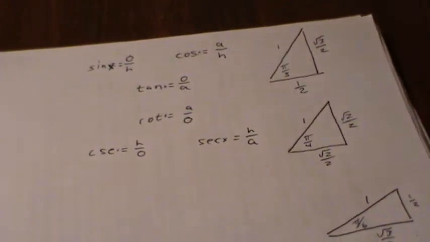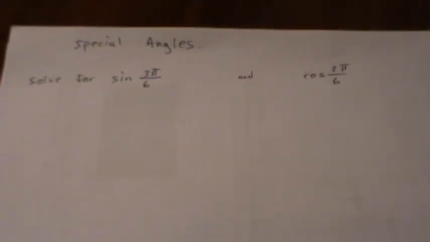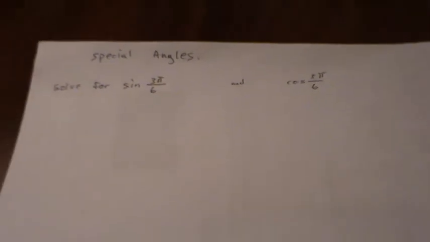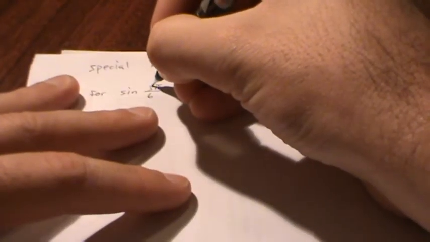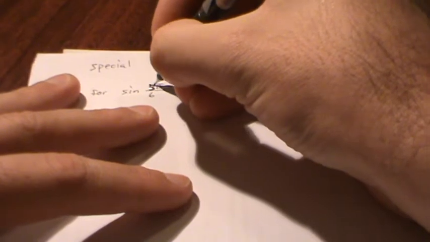Okay, so looking at a couple of examples, how do I find, for example, the sine of something a little bit bigger? Actually, sorry, let me change this to 5 pi over 6.